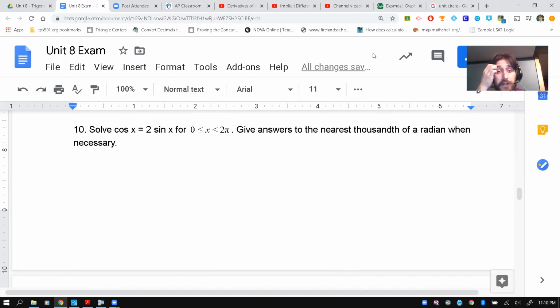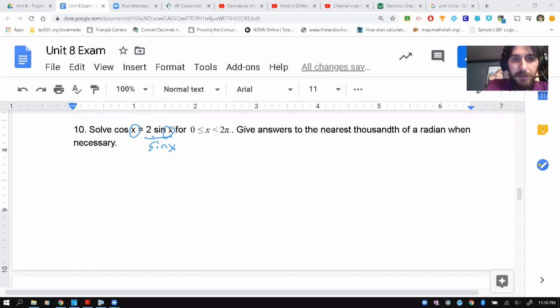Solve cosine of x is equal to 2 sine of x, and give the answer to the nearest thousandth. All right, so in order to solve this, it's going to be similar to how you do all the rest of your algebra problems. I need to solve this for x, so I need to get x by itself. The problem is I have an x on the left and the right side of this equation, and to fix that problem, I need to get all my x on the left, all my numbers on the right. So to move this x over, I'm going to have to divide by the sine of x.